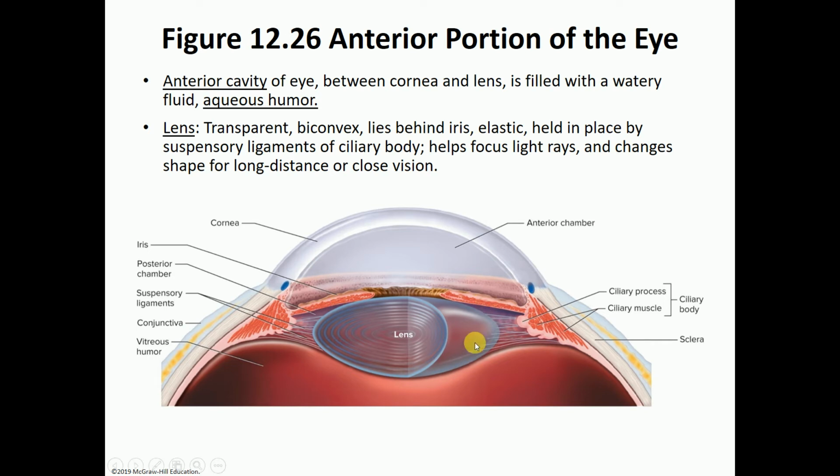You can also see here the lens very clearly. It is a transparent biconvex lens. It is held in its place by the suspensory ligaments that are attached to the ciliary body. Here you can see better the ciliary body, where you have the ciliary process and the ciliary muscles. These muscles are going to either contract or relax in order to change the shape of the lens to help us in focusing to be able to see pictures well.